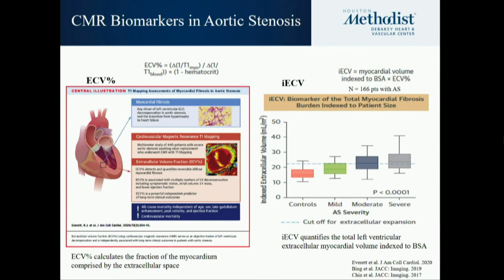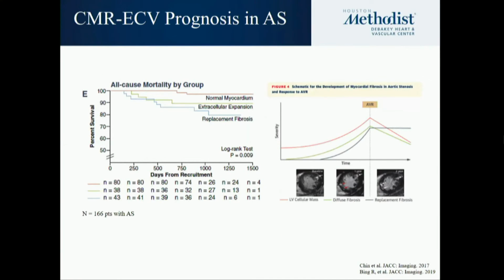And this particular study looked at about 440 patients with severe aortic stenosis, and also evaluated risk for mortality and heart failure. And what they found was increased ECV, or myocardial fibrosis, was associated with all-cause mortality independent of age, LGE, and severity of aortic stenosis. And also on the right-hand side, you can see that the amount of interstitial fibrosis increases with the degree of aortic stenosis severity. And so what does this tell us?